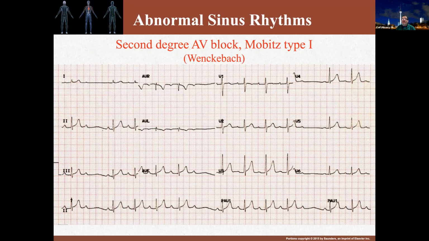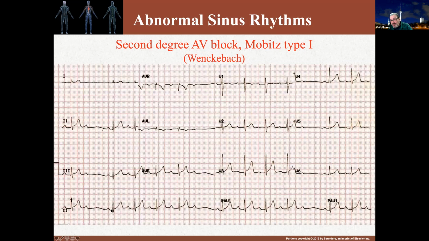So here is the first category, the second degree AV block Mobitz type 1, or Wenckebach block. Here you see that the PR interval gets progressively longer until the P wave gets totally blocked and no QRS is produced. There's then a visible pause where the AV node recovers and the whole cycle starts all over again. So look down here at this tracing. Here we have a P wave which is not followed by a QRS. Here is the cycle starting.